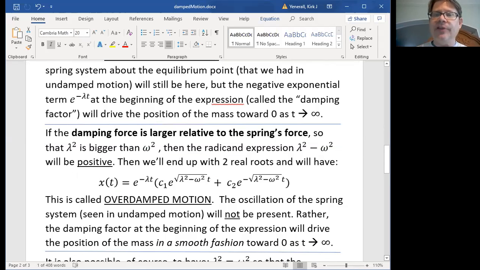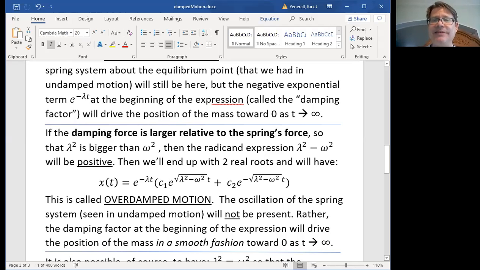If the dampening force is larger compared to the spring force, so that lambda squared is bigger than omega squared, and that lambda squared minus omega squared is positive, then we don't have complex roots at all. We have two distinct real roots. One of them is negative lambda plus the square root of lambda squared minus omega squared. And the other one is negative lambda minus the square root of lambda squared minus omega squared. So we have a sum of exponentials, if you will. The sines and cosines are gone here.